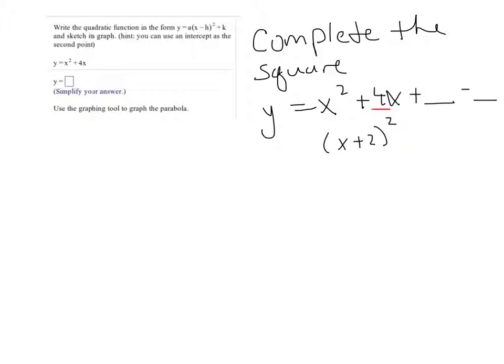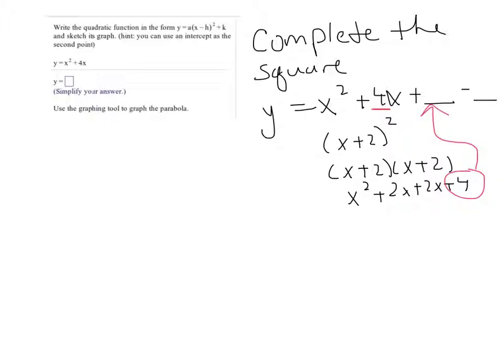Now if you FOILed this out, this x plus 2 times x plus 2, you would get x squared plus 2x plus 2x plus 4. So really when you decided to square this, you added 4. But again, if you add 4, you have to subtract 4. Subtract 4. So when I'm completing the square, then I have y equal x plus 2 quantity squared minus 4.